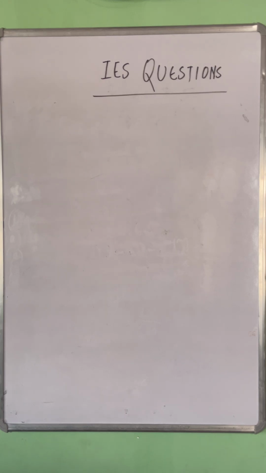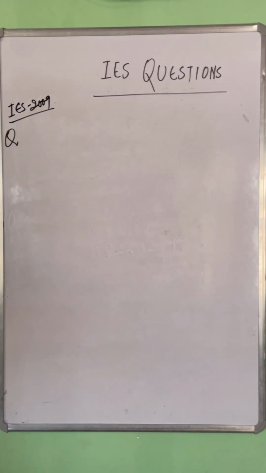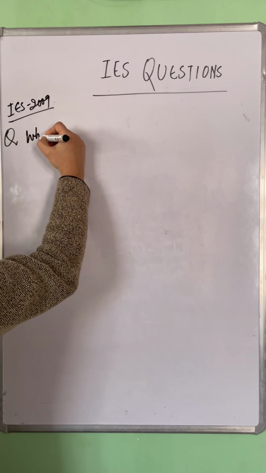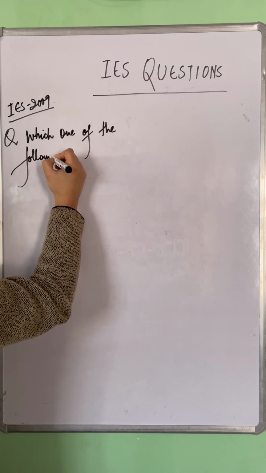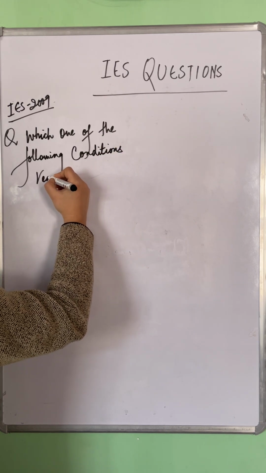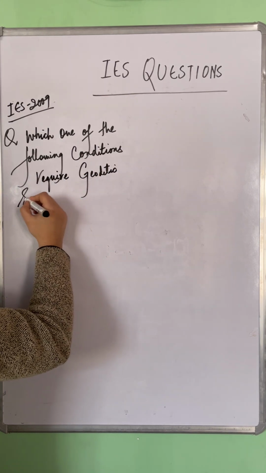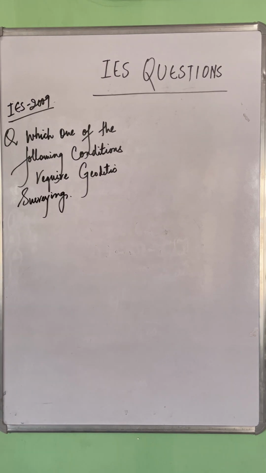All right, this question was asked in IES 2009. The question is, which one of the following conditions requires geodetic survey? We know that geodetic surveying is a primary division of surveying in which curvature of earth is taken into consideration and areas to be surveyed are larger than 250 square kilometers or so.